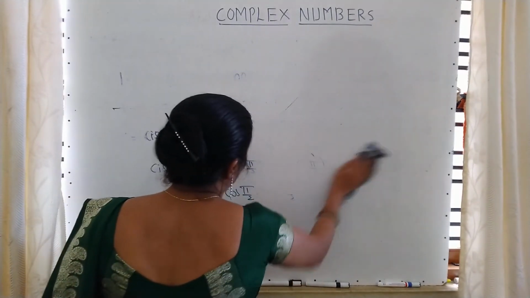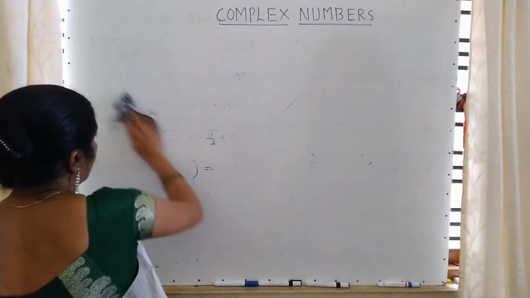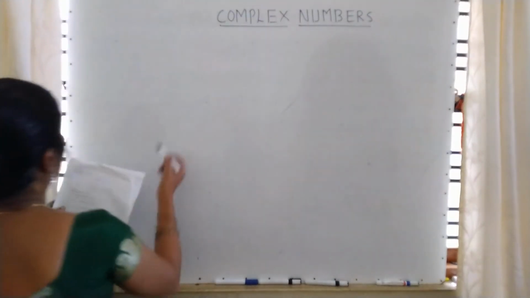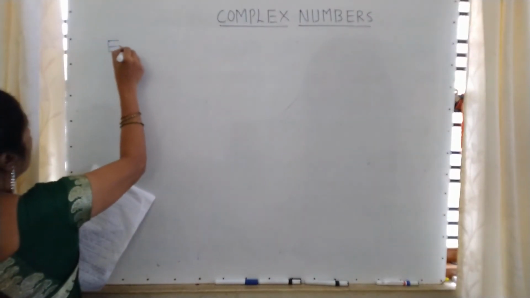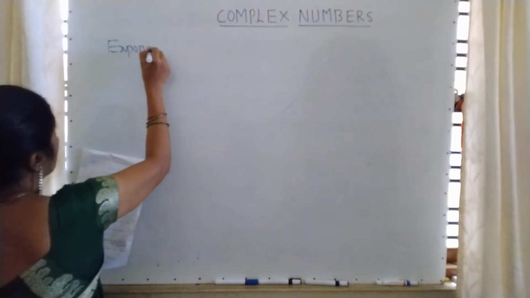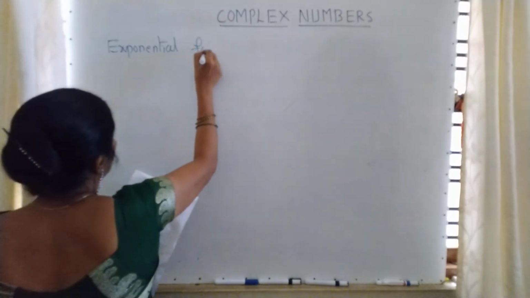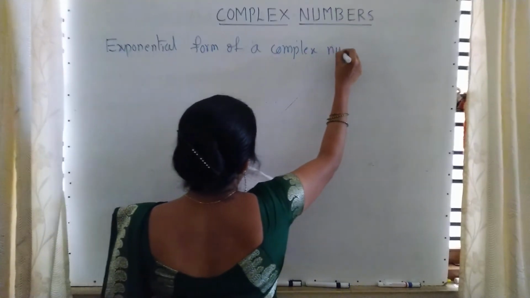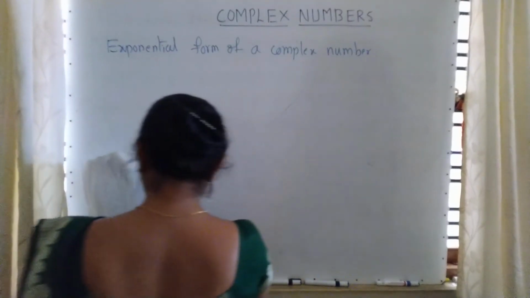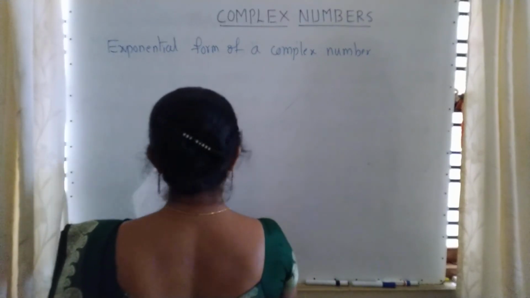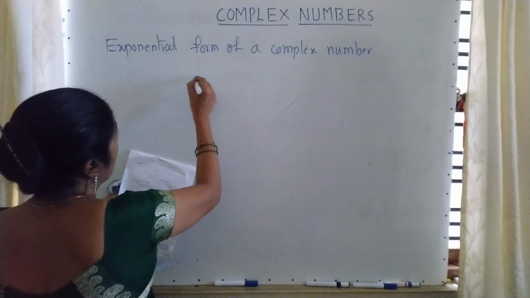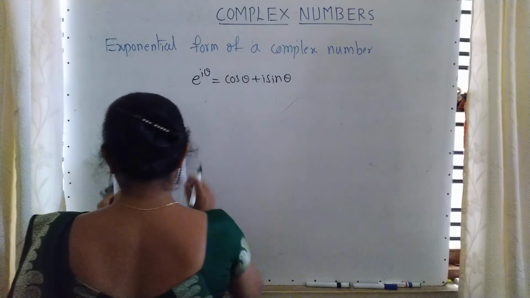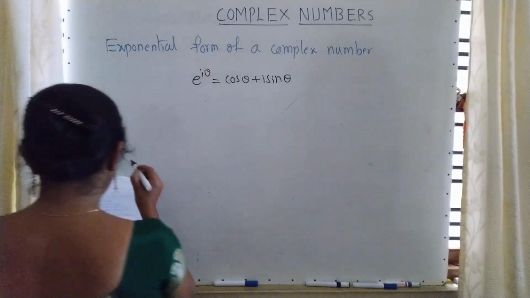Moving to the next concept, that is the exponential form of a complex number. See, any number in the form of e raised to i theta, that is cos theta plus i sin theta, is called the exponential form of a complex number.